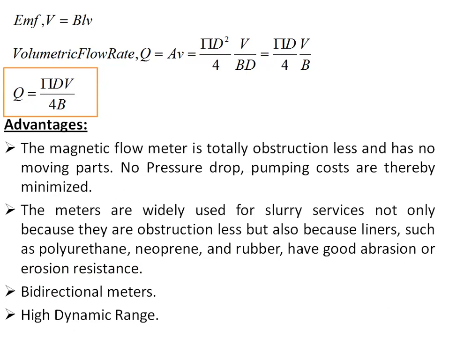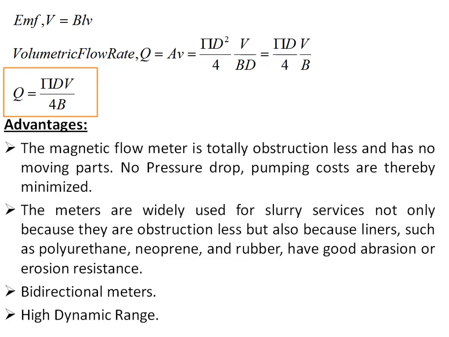So how do we calculate the volumetric flow rate from this EMF? The volumetric flow rate Q equal to A into V, where A is the area. The area is known because the diameter of the pipe is known, and V is the velocity, which can be calculated from the EMF. If you substitute in this equation, we get Q equal to pi D, where D is the diameter of the pipe, or the distance between the electrodes, into V, where V is the measured EMF, by 4 into B, where B is the magnetic flux density.